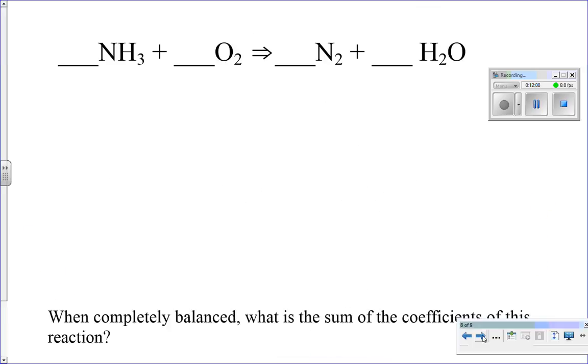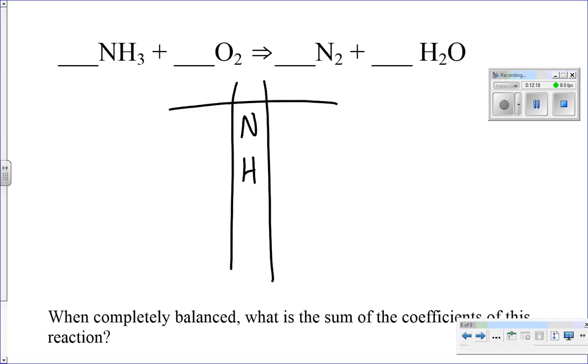And the very last one I'd like you to try, if you have not done so already, take a moment to do that now. Although there are only 3 elements here, it is a little bit tricky. You do end up with some decently high coefficients. So we're going to start by counting them out. 1, 3, 2, 2, 2, 1.